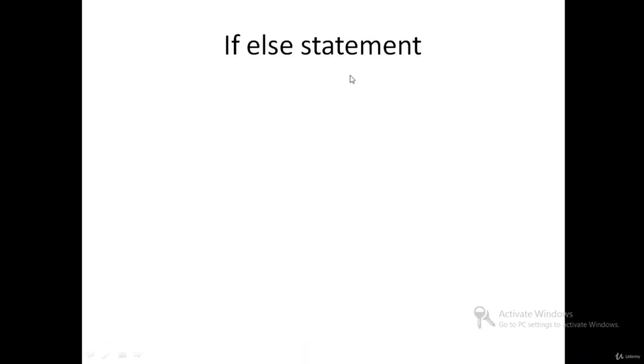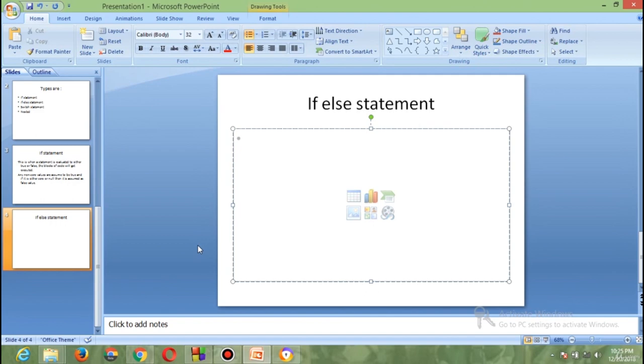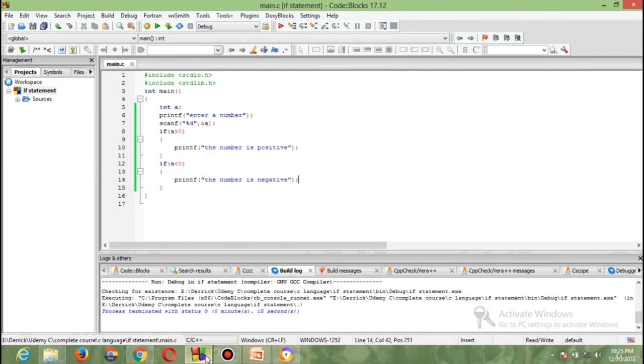Now let's go to the if else statement. With the if else statement, if the condition is true, the set of instructions inside the if block will get executed. In the same way, if the condition happens to be false, the set of instructions inside the else block will get executed. Now let's go back to our code block and see what we are talking about.